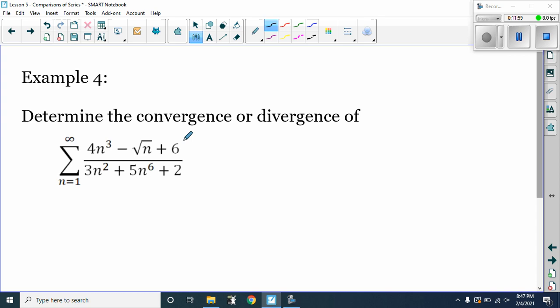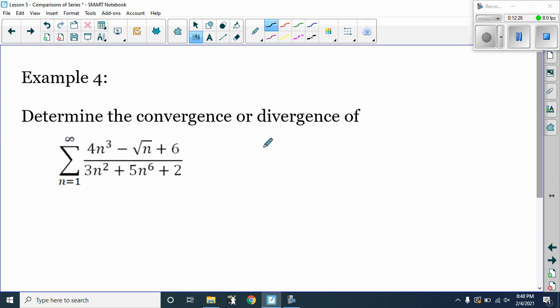It's not a p-series. We could try to evaluate the limit as n goes to infinity. That would give us 4 over, not 4 over 5, I'm sorry. It's going to give us 0. The highest power is on the bottom here. So we cannot say it diverges simply based on that.